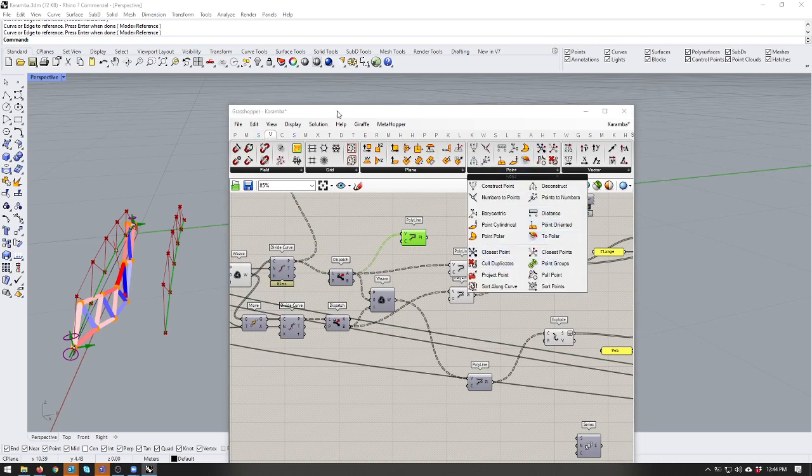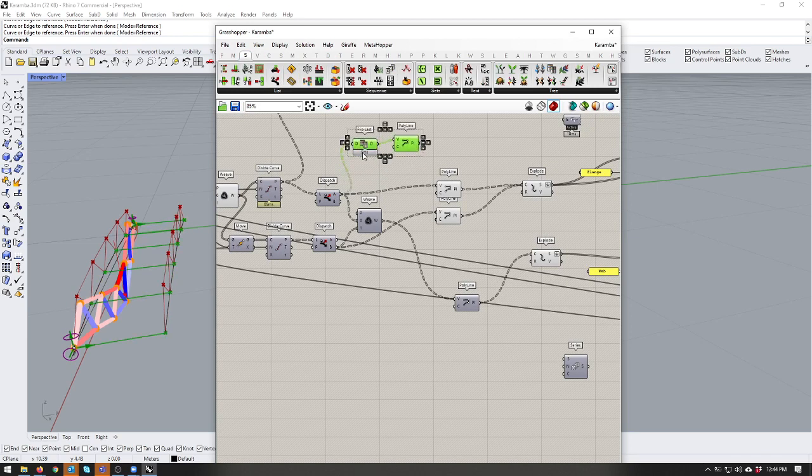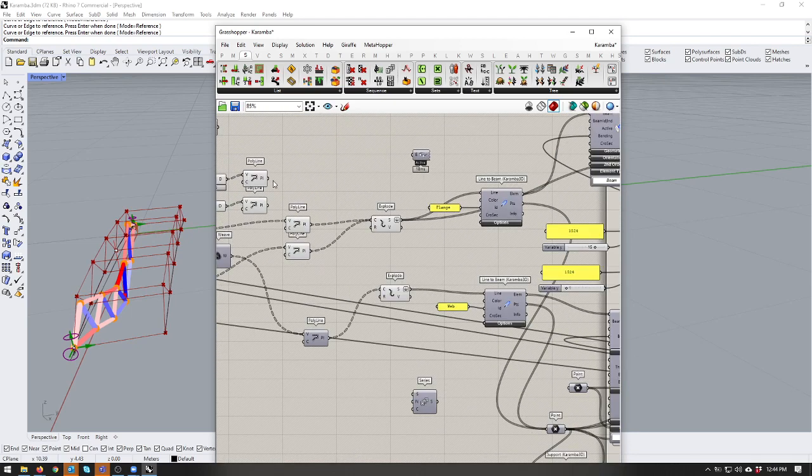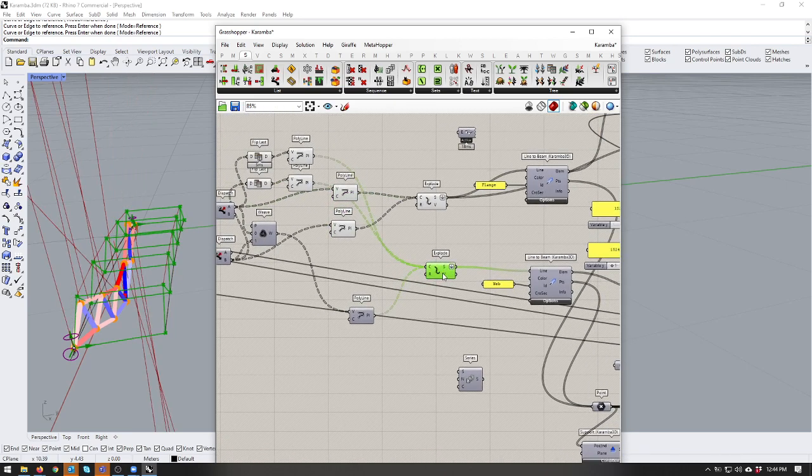I'm gonna pull some Grasshopper magic. Cast a spell. I'm gonna cast a spell. Did I cast a spell? It looks like I did. Oops.